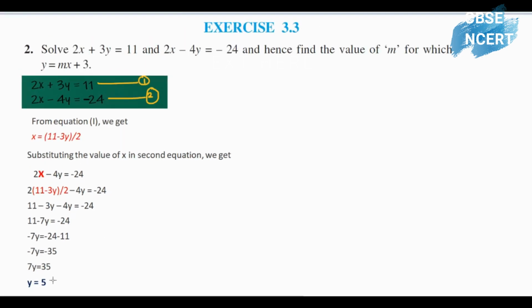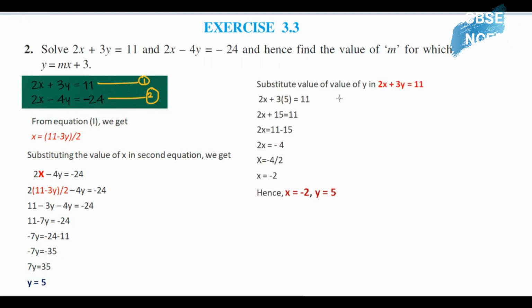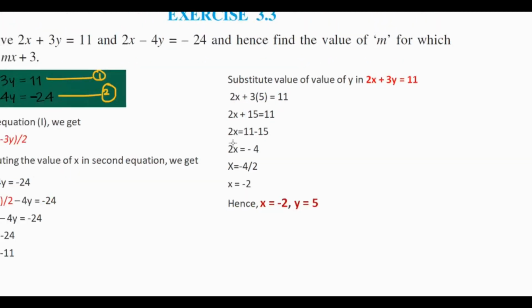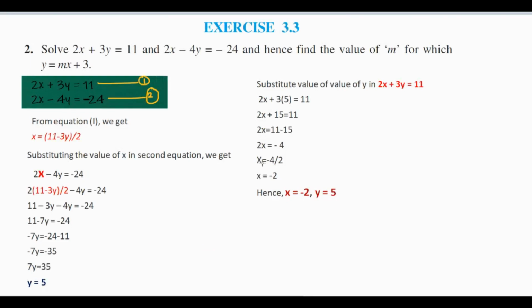We have to replace this y either in the first equation or the second equation. I will replace it in the first equation. What is the first equation, students? 2x plus 3y is equal to 11. So 2x plus 3y, and the y value we got is 5. I am replacing it here, is equal to 11. 2x plus 3 fives are 15, and plus 15 goes to the other side and becomes minus 15. 2x is equal to 11 minus 15, which is minus 4. x is equal to minus 4 by 2. Multiplication goes to the other side and becomes division. Minus 4 by 2 is minus 2. So we got x value as minus 2 and y value as 5.